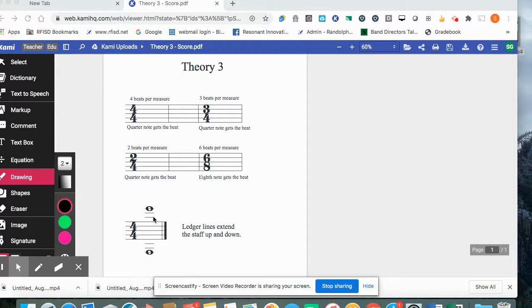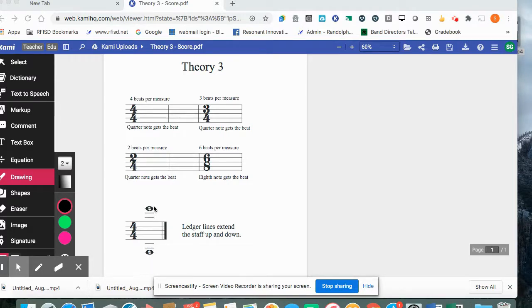Ledger lines are these little short lines that extend our notes. We couldn't fit all the notes of an instrument on one staff. Most instruments have 2.5 to 3 octaves, some even more. So in order to put all those notes on a staff, we have to have these little short lines to help us get these notes above and below the staff.